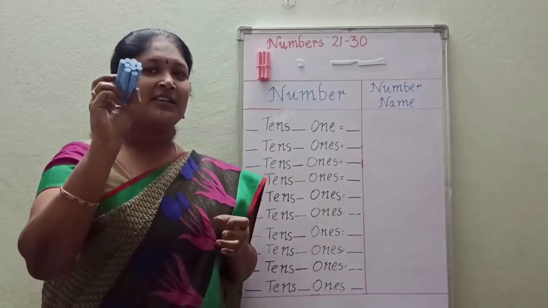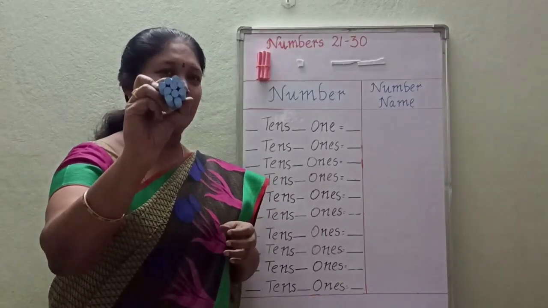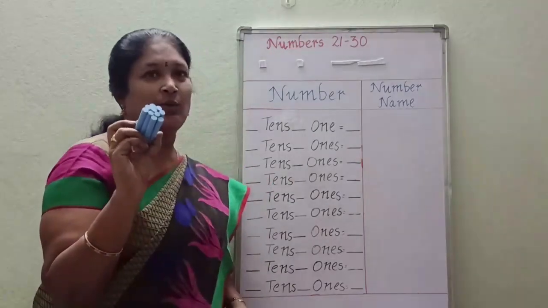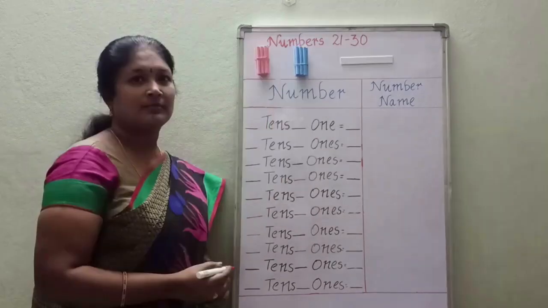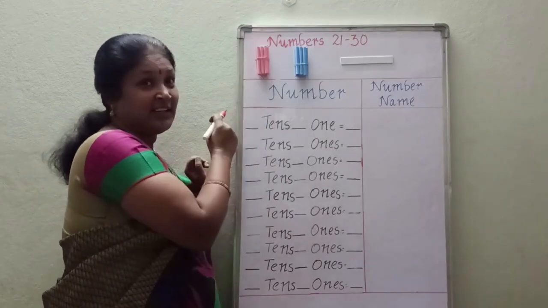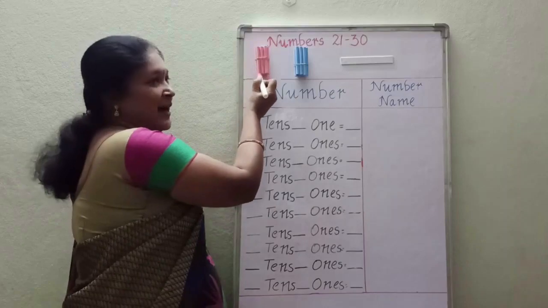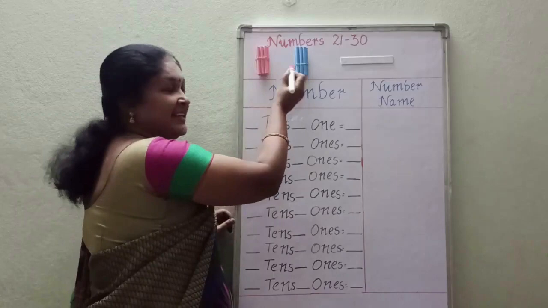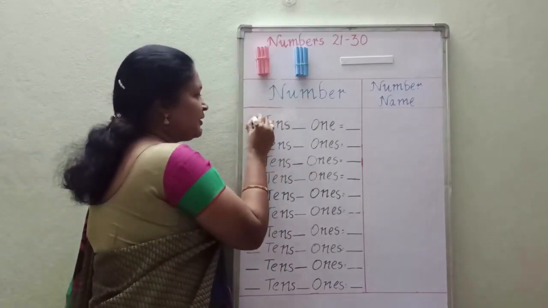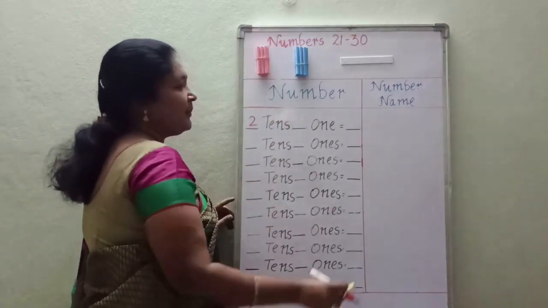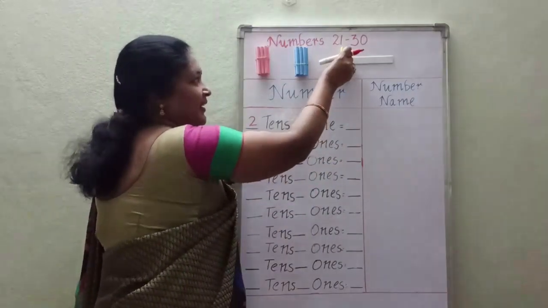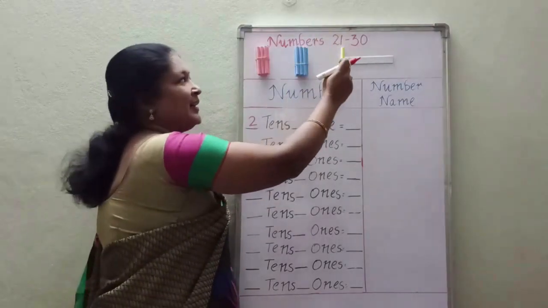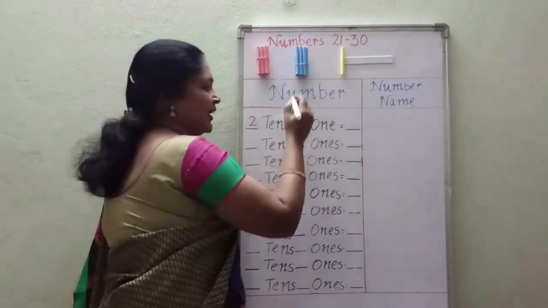So now here see, children, how many chalk pieces are there in this? Here also 10. So 10 ones equals 1 ten. Now how many tens are there, children? How many are there? 1, 2. So 2 tens, 20. Now I am keeping 1 here. So now which number you got? 21. That means 2 tens, 1 one.